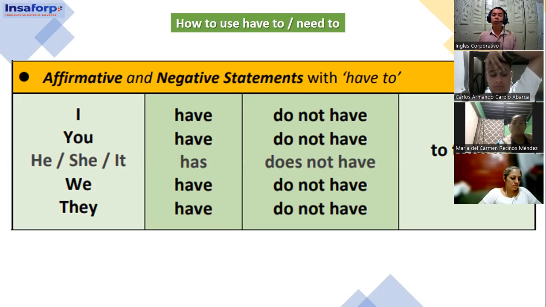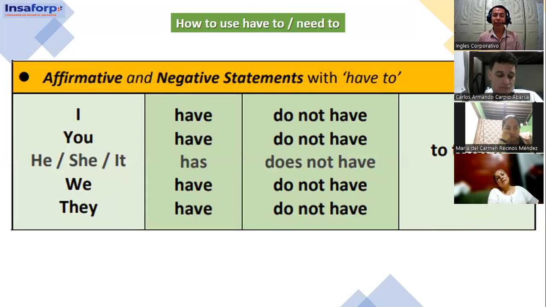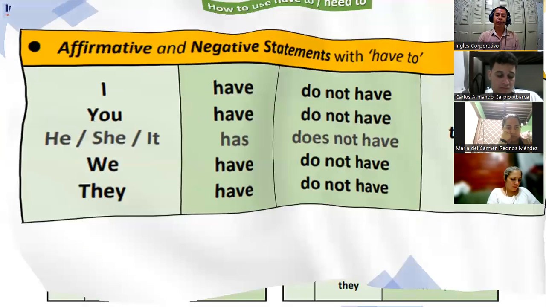And then when we use the negative form, we say, I do not have to travel. You do not have to travel. Or with contraction, we can say, I don't have to travel. They don't have to travel. Or with third person singular, he, she, and it, we say, he doesn't have to travel. She doesn't have to travel. It doesn't have to travel, right? This is with the use of have to, right?